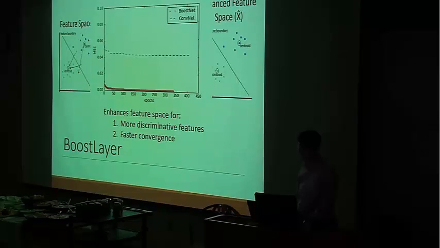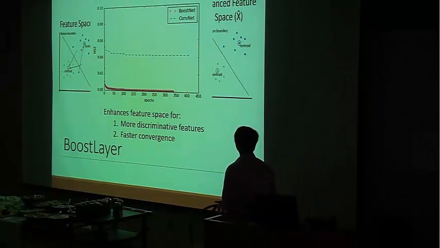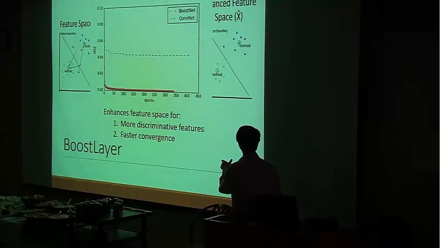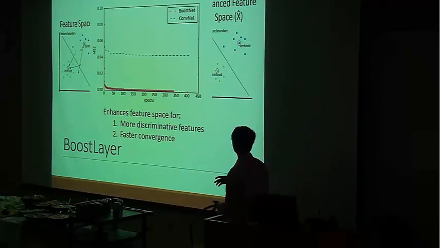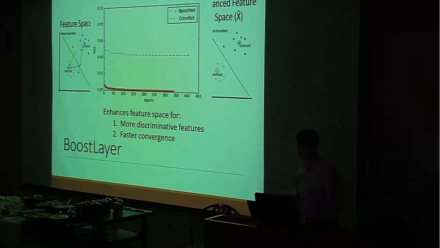And as you can see on this graph, we compared a network trained using the boost layer with one trained using a normal convolution layer. And as you can see, the one with the boost layer can converge to a lower error compared to the one without the boost layer.